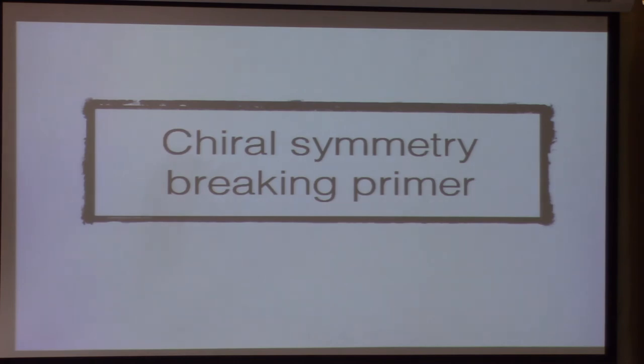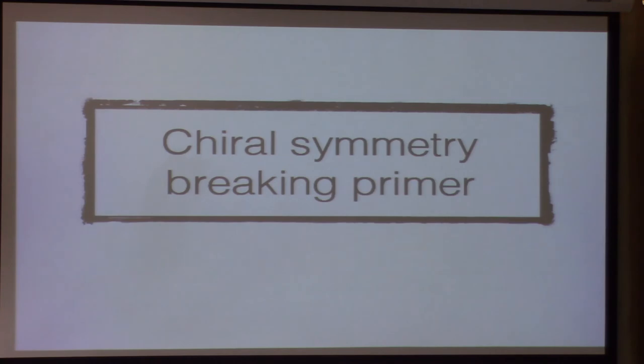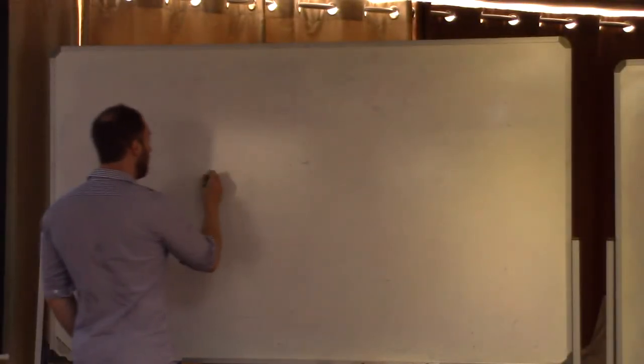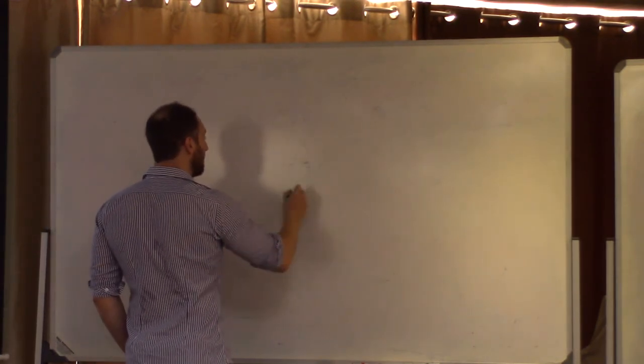So I want to just go very quickly through some basics of chiral symmetry breaking. If you write down the QCD Lagrangian, here we're just interested in the quark part, the fermionic part, then the Lagrangian has a term which is something like psi bar i d slash psi.